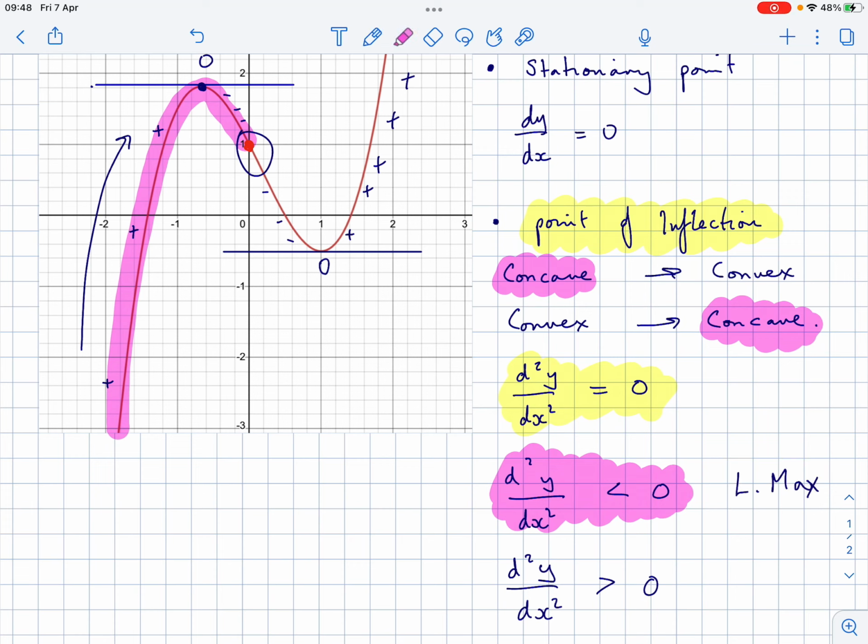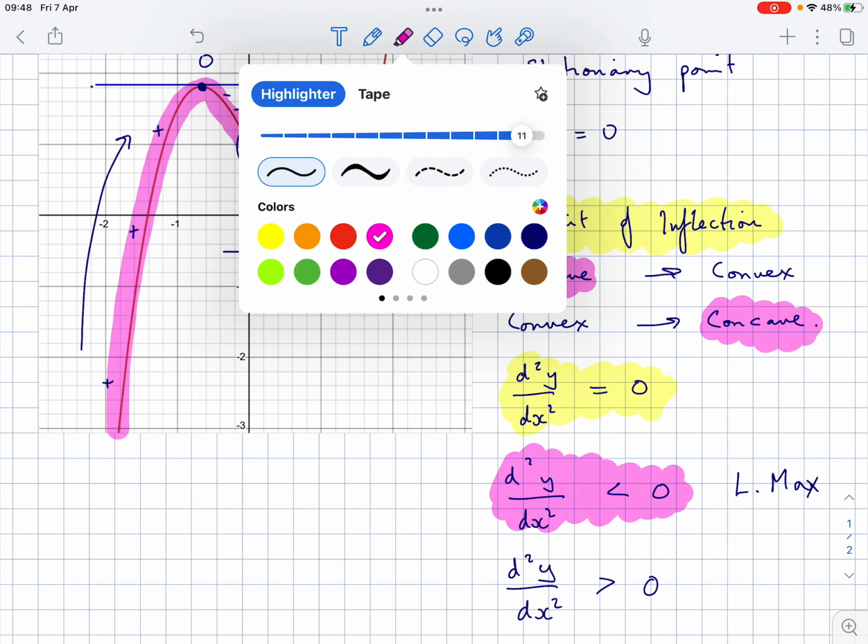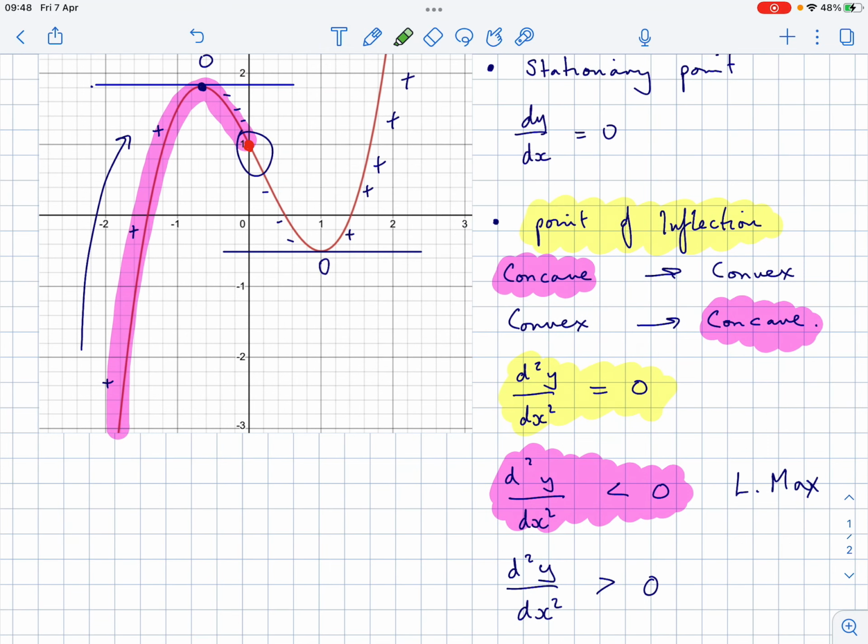And the opposite thing happens. So we get a different colour. Let's go green. In this section of the graph here, we've got that this is convex. And again, if I found the point where that local minimum is, I could then substitute it into my second derivative and I'd see that I get something positive, and that would be a local minimum.